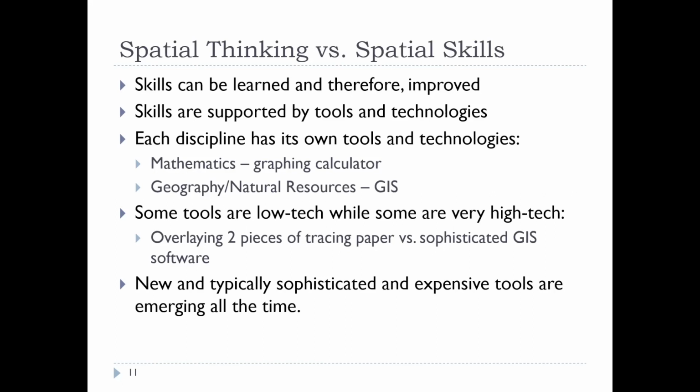But here's some examples of some tools that we use, in our disciplines, in our domains. So in mathematics, you would use that graphing calculator, right? That's what would produce that parabola. Or in geography, natural resources, earth sciences, you would use a geographic information system on a computer, as we demonstrated with the Bangladesh example. Okay. Some tools are really low tech. Some tools are really, really high tech.